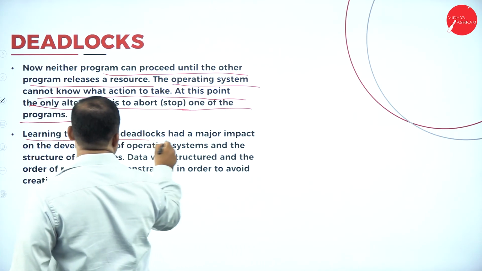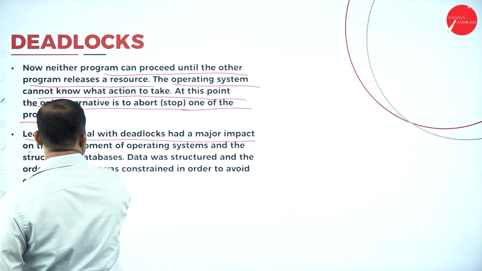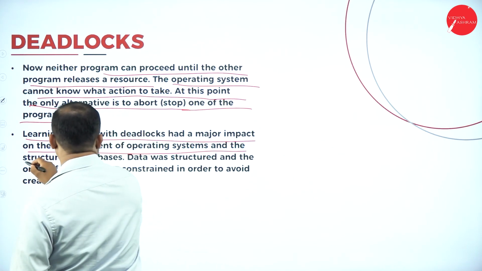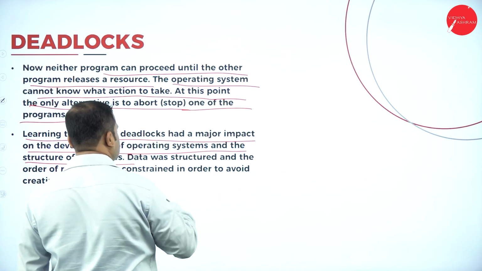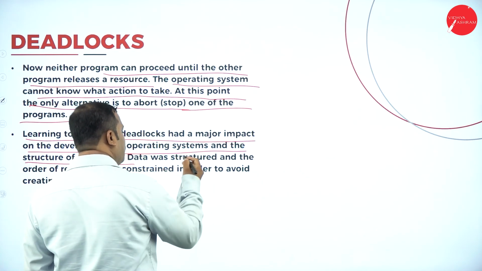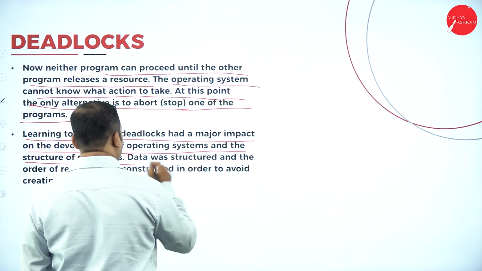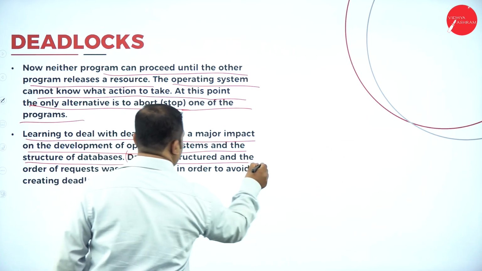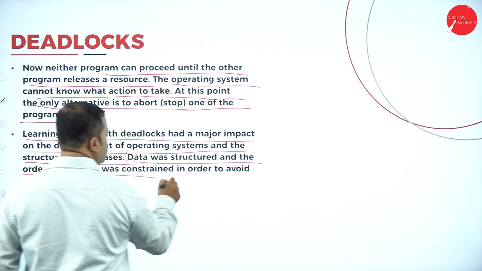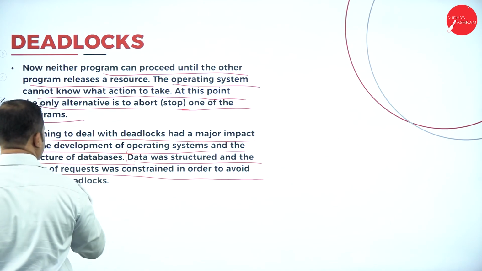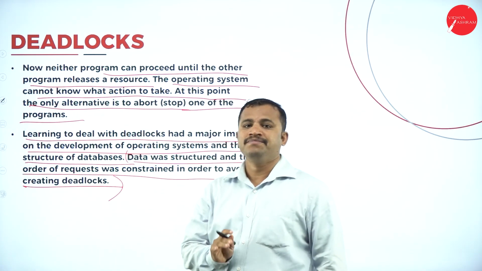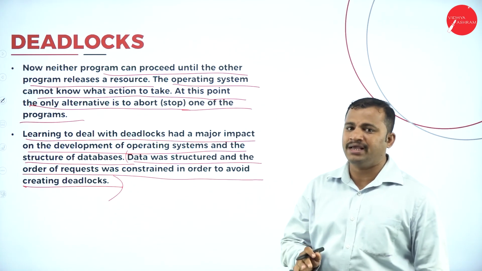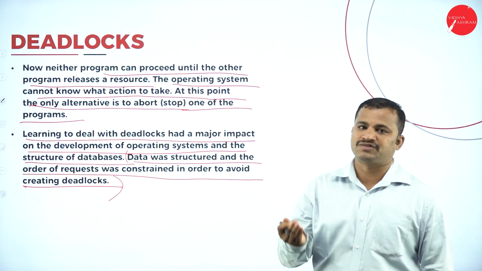Learning to deal with deadlocks had a major impact on the development of operating systems and the structure of databases. How to avoid deadlocks is a very important thing to understand in the case of operating systems. Data was structured and the order of requests was constrained in order to avoid the creation of deadlocks. These deadlocks can be avoided with the help of certain algorithms like Banker's algorithm and safe state algorithms.